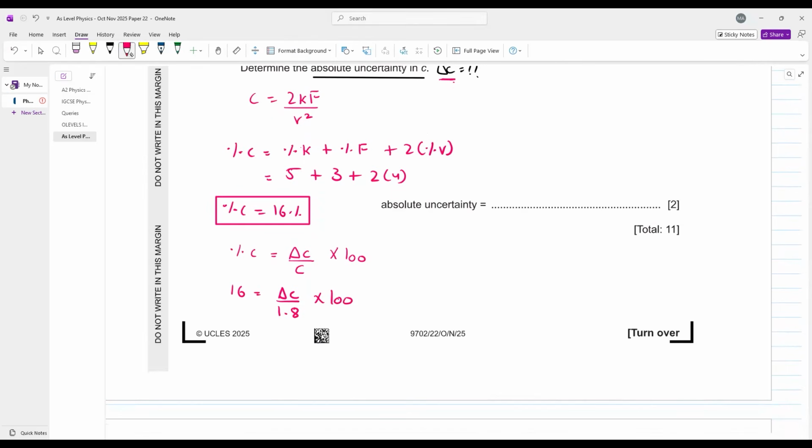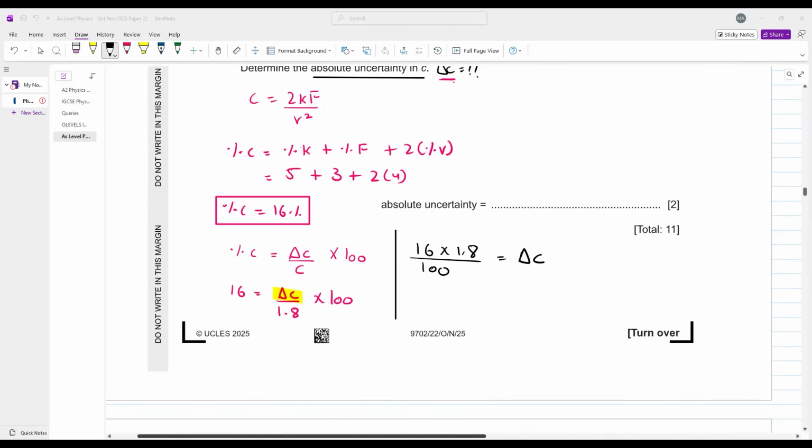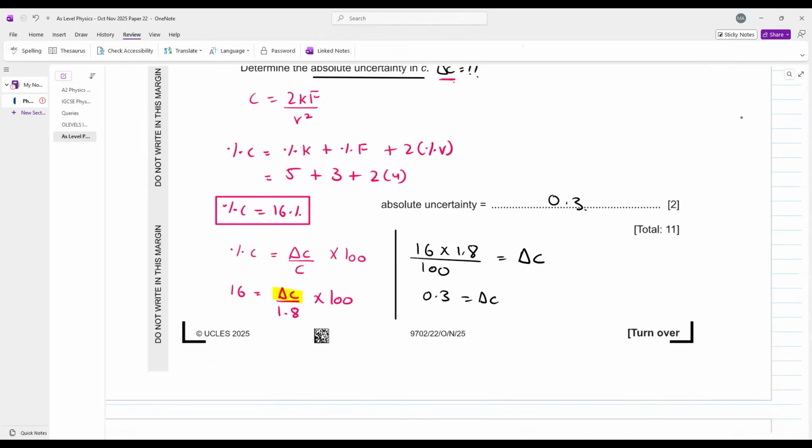Can you calculate this absolute uncertainty in C? Yes, very easy. How will you do that? 16 into 1.8 divided by 100 is equal to the absolute uncertainty in C. Can you calculate this? Yes, the absolute uncertainty in C comes out to be 0.3. यहाँ पे लिख लो 0.3. Simple. आगे बढ़ते हैं बेटा.